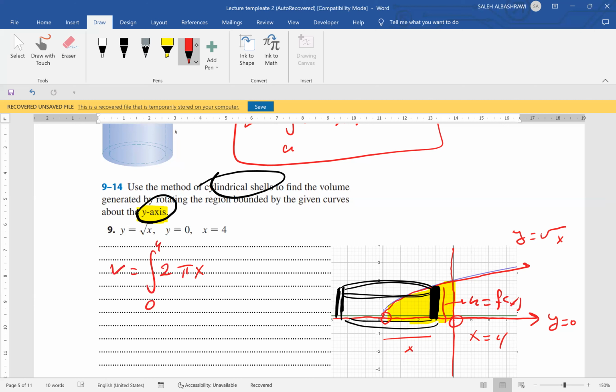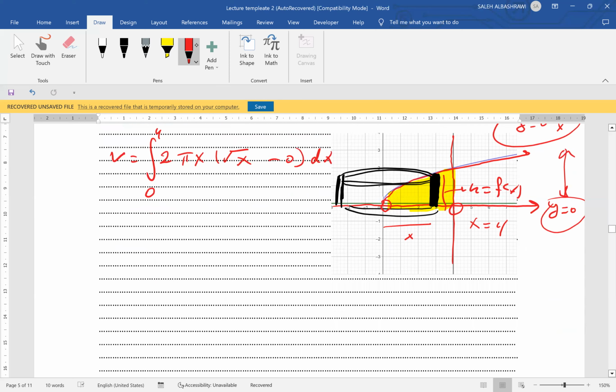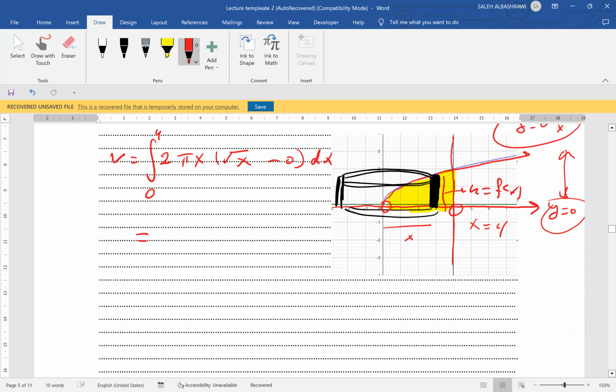And if we have two functions, I will say the upper function minus the lower function. I have y equal to square root of x and y equal to 0. So the height for this one is equal to square root of x minus 0, just to make it general. This will give me, I can take 2π outside, the integral from 0 to 4 of x times square root of x, because this will be x multiplied by x to the power 1/2 dx.